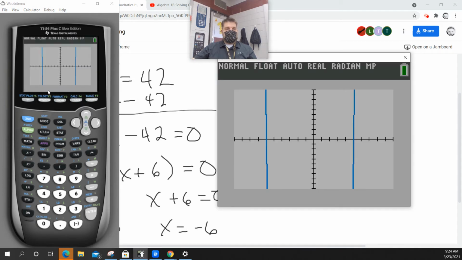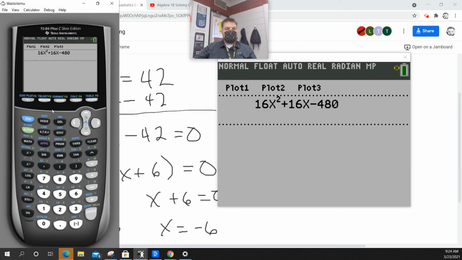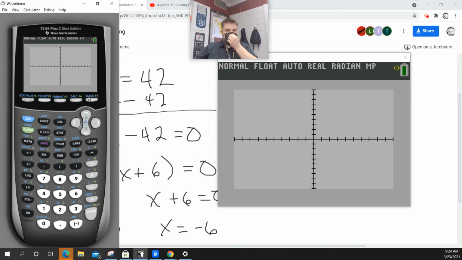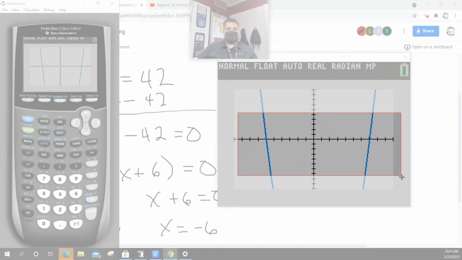So for this one, I need to plug in the expression that's set equal to 0, which is going to be x squared minus x minus 42. I got it zoomed in kind of tight. It's okay if I don't see the whole graph. I just need to see where it crosses. So again, it crosses at negative 6 and 7.